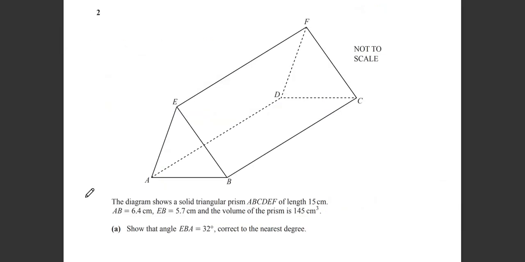So moving on to question number 2, it says the diagram shows a solid triangular prism ABCDEF of length 15. So basically the length is 15. AB is 6.4, EB is 5.7. Length we already know BC is 15. And the volume of the prism is 145. Show that angle EBA, this angle basically, is 32 degrees.